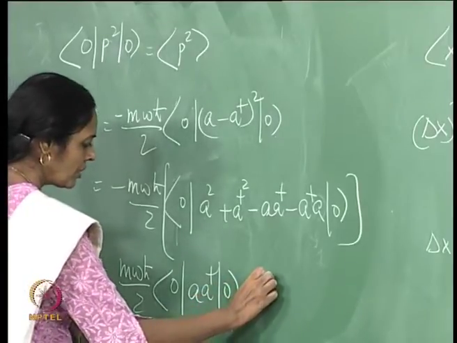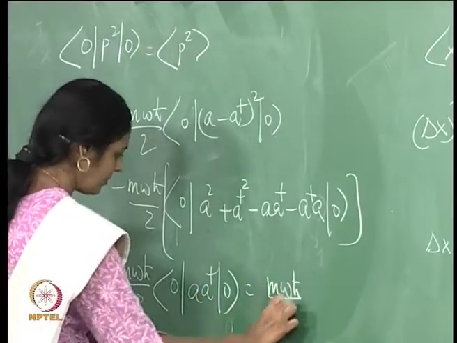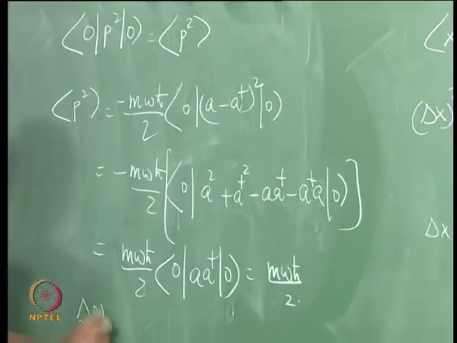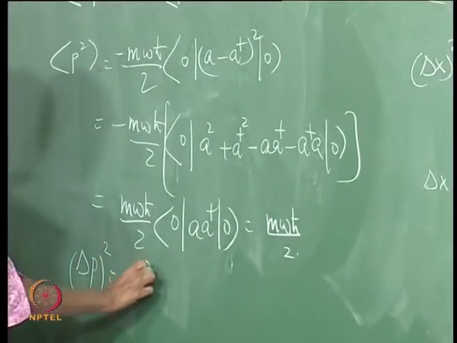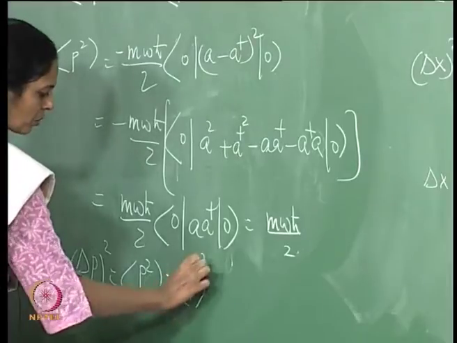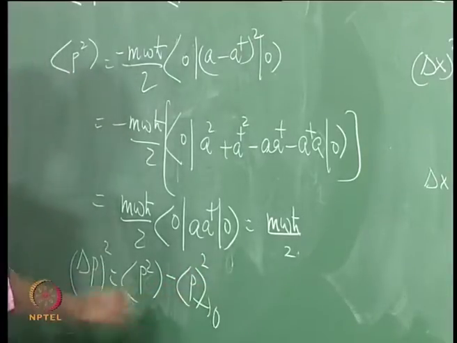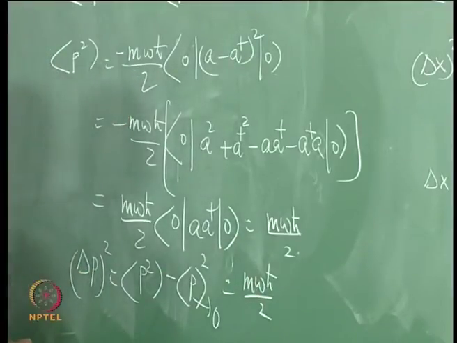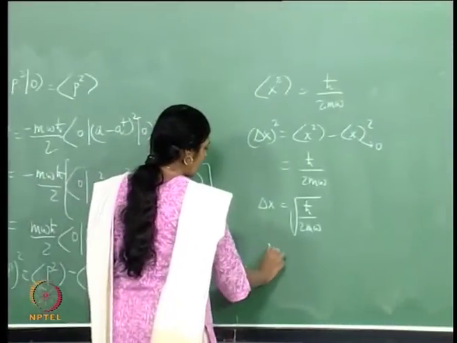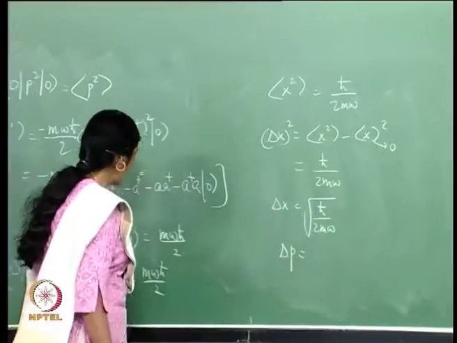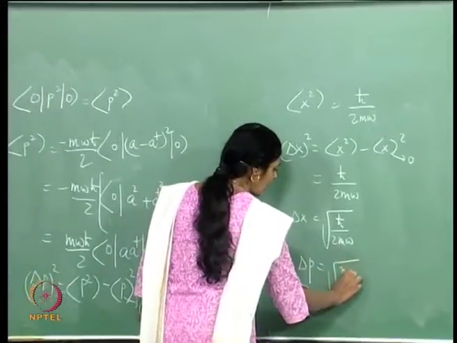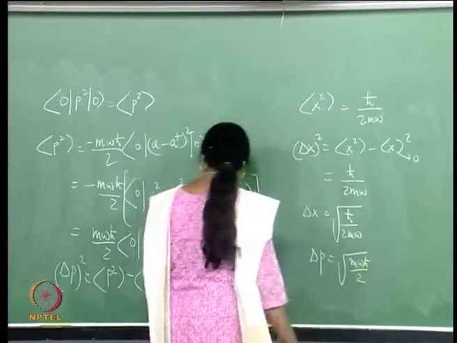And therefore, we have this. Therefore, delta p squared is expectation p squared minus expectation p the whole squared. This object was 0 and delta p squared was equal to m omega h cross by 2. So, here we are, delta x is root of h cross by 2 m omega, delta p is root of m omega h cross by 2.